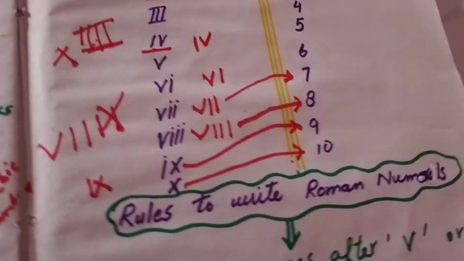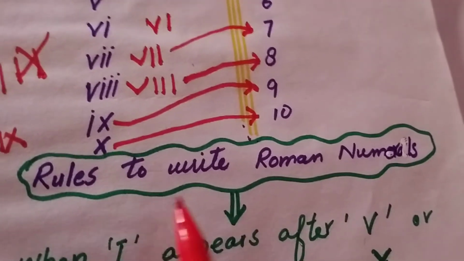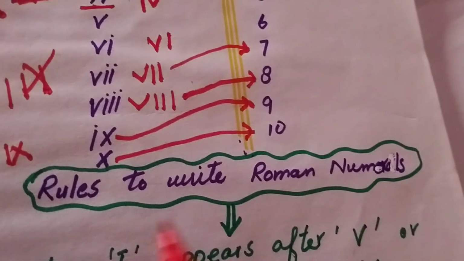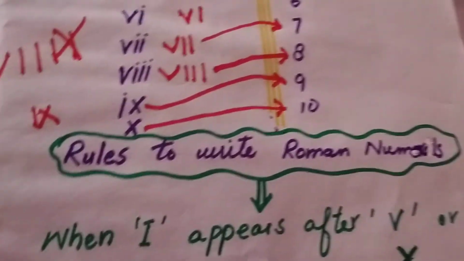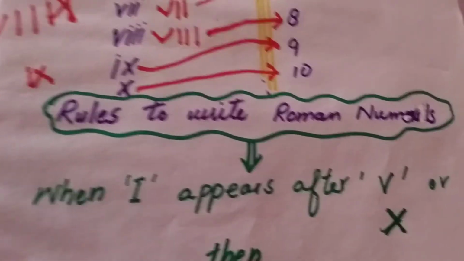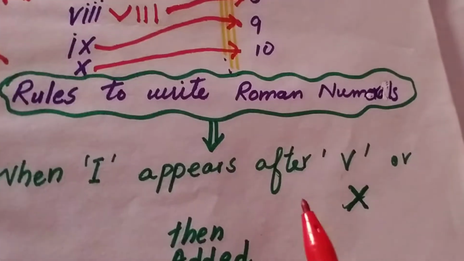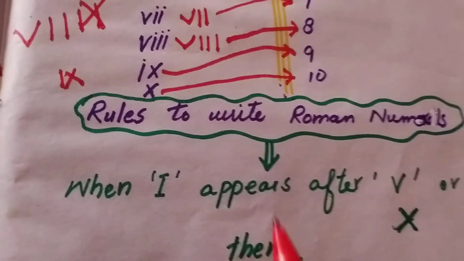Now we write two rules. There are two rules to write Roman numerals. When 1 appears after 5 or 10, on the right side, then it is added.